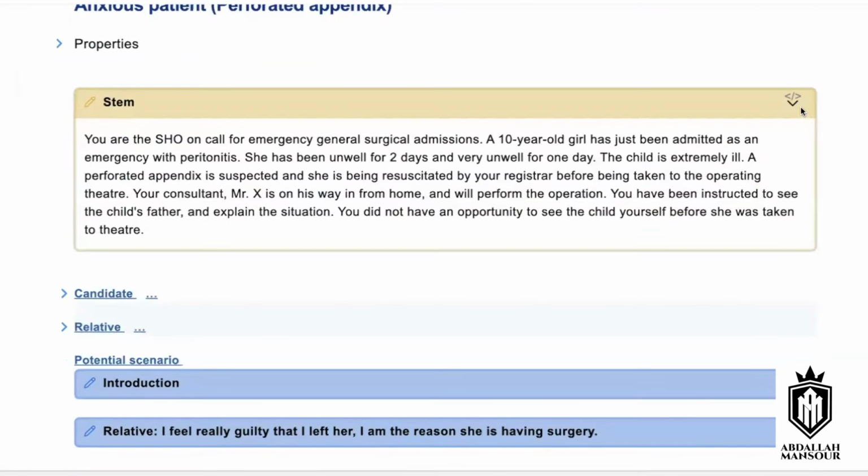Okay, you are a senior house officer on call for emergency general surgery admission. A 10-year-old girl has just been admitted as an emergency with peritonitis. She has been unwell for 2 days and very unwell for 1. The child is extremely ill. A perforated appendix is suspected and she is being resuscitated by a registrar before being taken to the operating theatre. Your consultant, Mr. X, is on his way from home and will perform the operation. You have been instructed to see the child's father and explain the situation. You do not have an opportunity to see the child before she is taken to theatre. Okay.